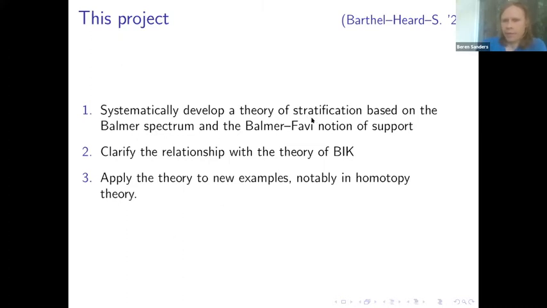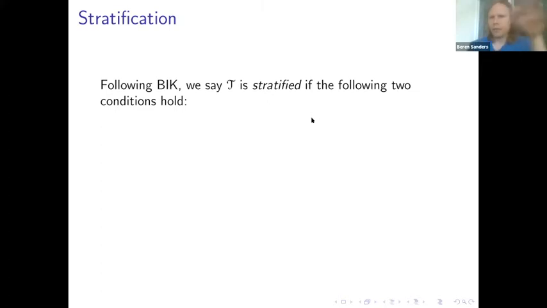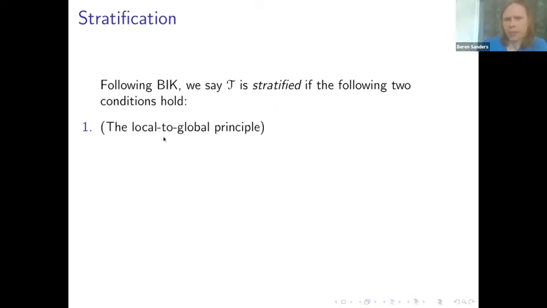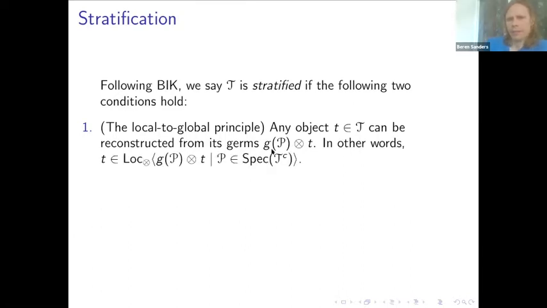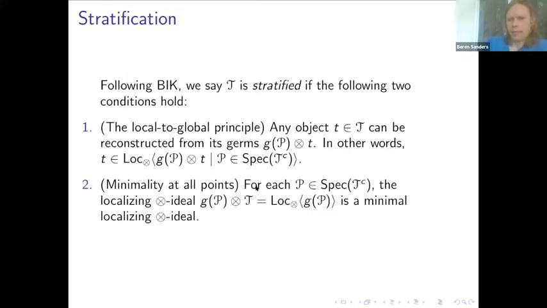So let's say a little bit more about what we mean by stratification. Following Benson, Iyengar, and Krause, we say that the big tensor triangulated category is stratified if it satisfies two conditions. The first, which is called the local-to-global principle, says that, morally, every object can be reconstructed from its germs. Technically, it's saying that every object is in the localizing tensor ideal generated by these germs. So it's saying that T can be reconstructed from these things. And the second condition is what we call minimality. The second condition is saying that for each point, this stalk ideal is a minimal localizing tensor ideal.